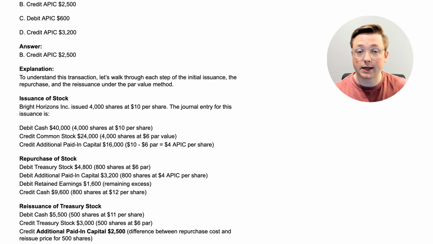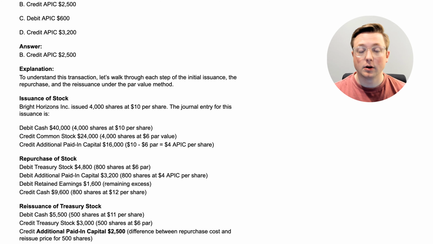So let's walk through this. Again, we're going to go through each of the journal entries just to help it sink in and remind you how we get to the ending amount. So first off, they issued stock. They issued 4,000 shares at $10 per share. And so we debit cash for that $10 per share for the 4,000 shares. So that's $40,000 of cash that they debited.